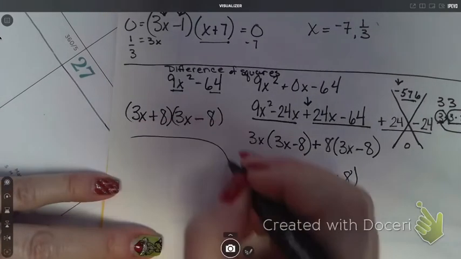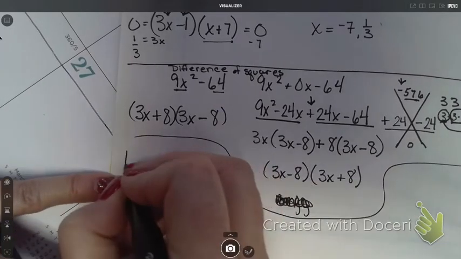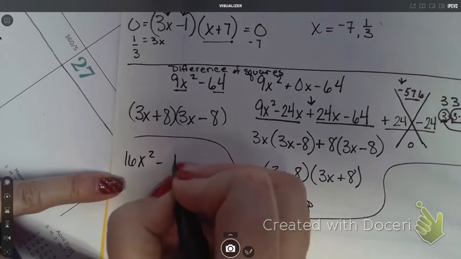Okay, so we're going to use the rule on 16x squared minus 1.